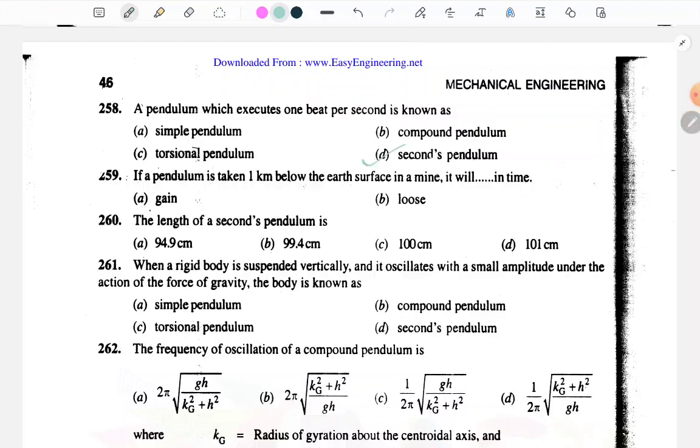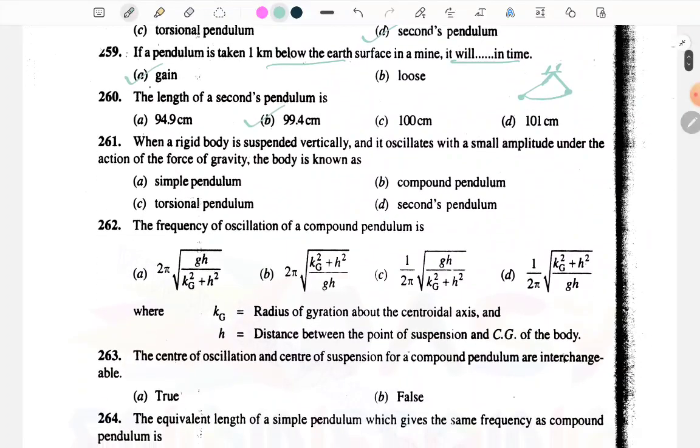The pendulum is taken 1 kilometer below the earth's surface in a mine. It will dash in time. 159 is its gain in time. It will slowly come from here to here. Okay, the bob will come. More time it will take. The length of the second pendulum is 260 b, 99.4 centimeter. If a rigid body is suspended vertically and it oscillates with a small amplitude under the action of a force of gravity, the body is known as, correct, your 261 b, compound pendulum.